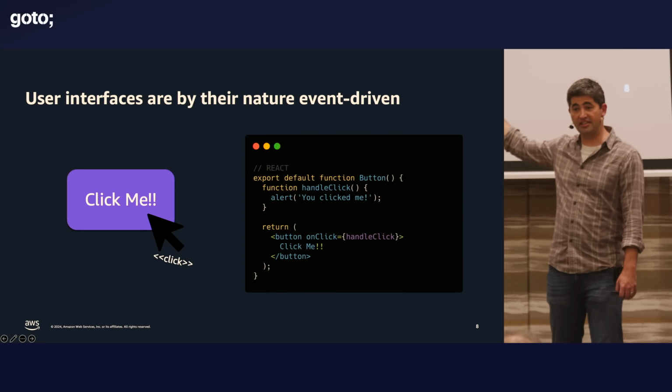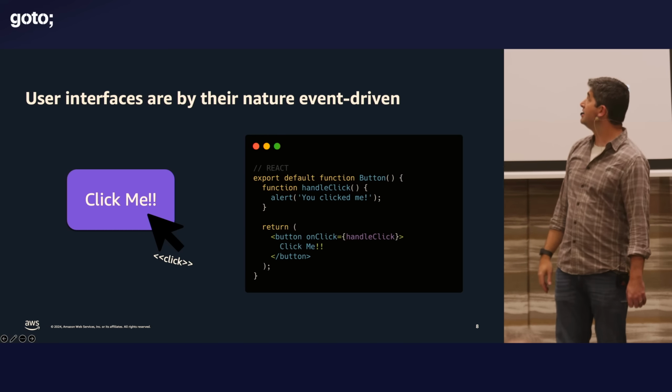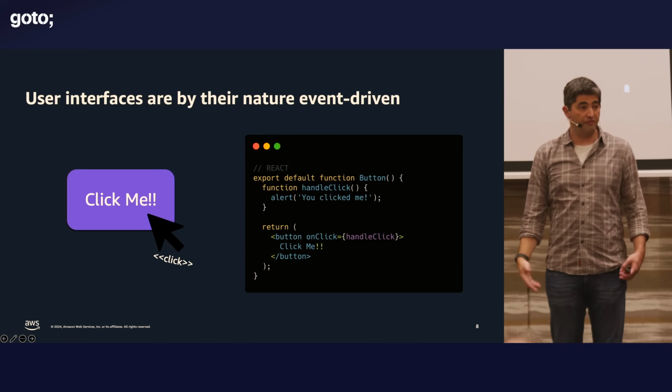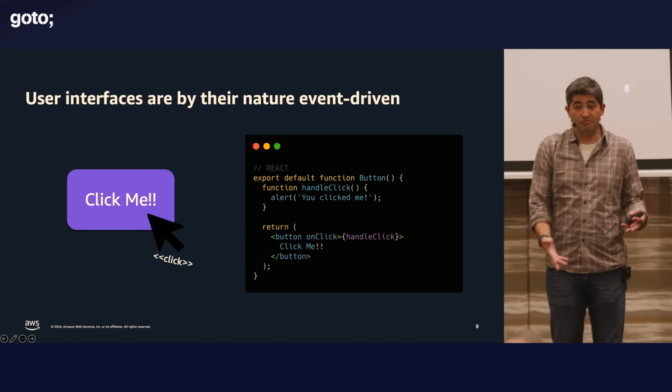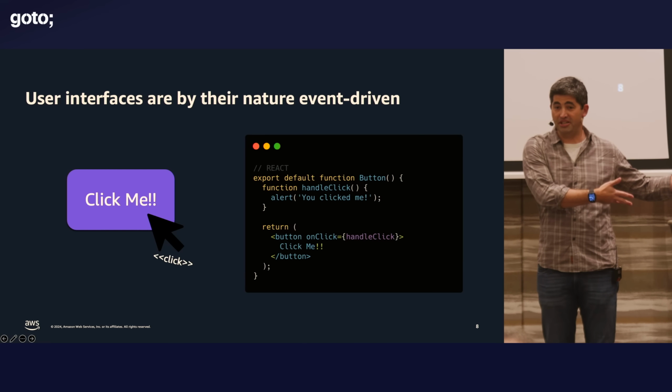So I've got this on-click handler. When somebody clicks on that button, something's going to happen. Somewhat basic, right? But we're just going to pop up an alert here. Every one of these things is an event, and we want something to happen in some cases. Sounds familiar, right?